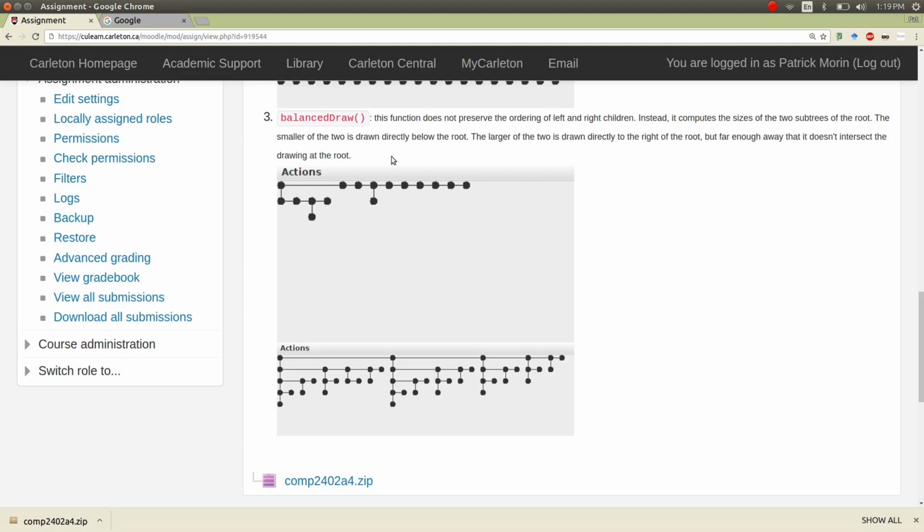So what do you mean? From the picture, I can't tell what the left and right children were. I mean, from the algorithm. Well, the algorithm is just what I said. You look at the sizes of the two subtrees, and the smaller one goes below, and the larger one is the one that goes to the right. And how far to the right, you don't know until you draw the smaller one below.